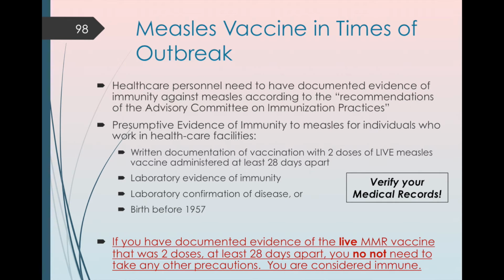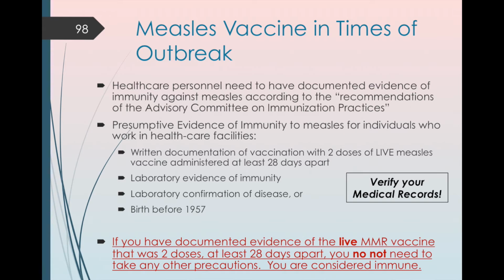Measles vaccines in times of an outbreak. Healthcare professionals need to have documented evidence of immunity against measles according to the recommendations of the Advisory Committee on Immunization Practices. Presumptive evidence of immunity to measles for individuals who work in healthcare facilities includes written documentation of vaccination with 2 doses of live measles vaccine administered at least 28 days apart, laboratory evidence of immunity, laboratory confirmation of disease, or birth before 1957.